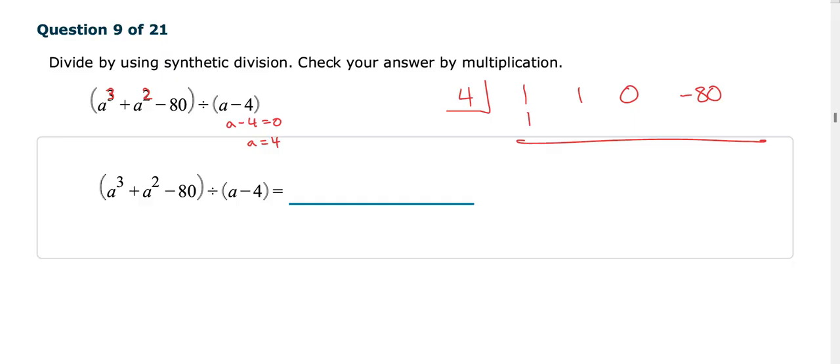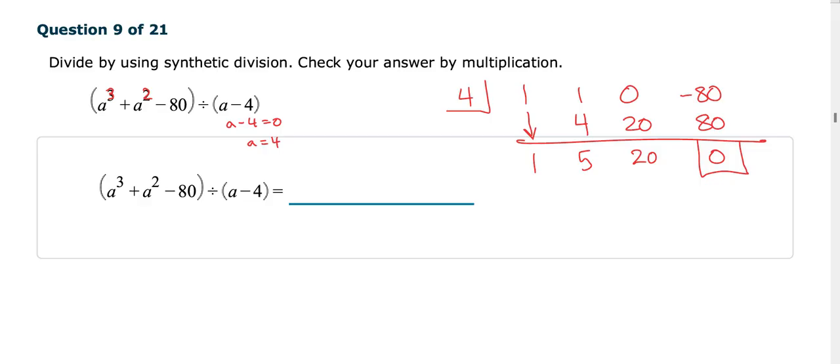Now the game. Drop it down. 1 times 4. 1 plus 4 is 5. 5 times 4. 0 plus 20. 20 times 4. And negative 80 plus 80. Oh, look, I have a remainder of 0. That actually divides into that evenly.